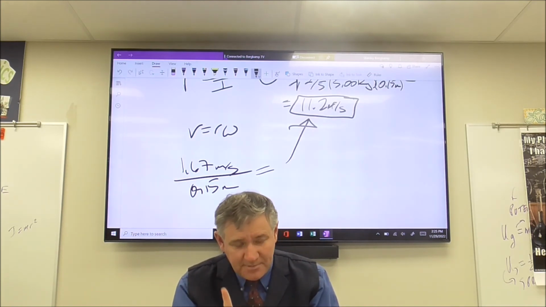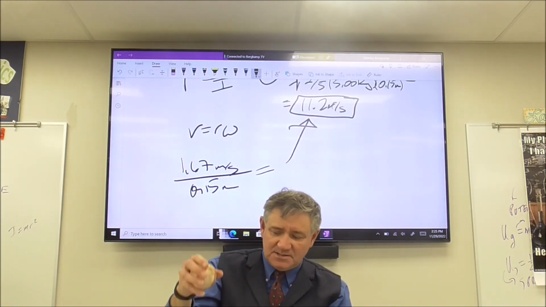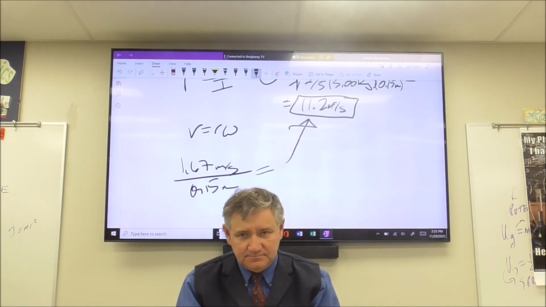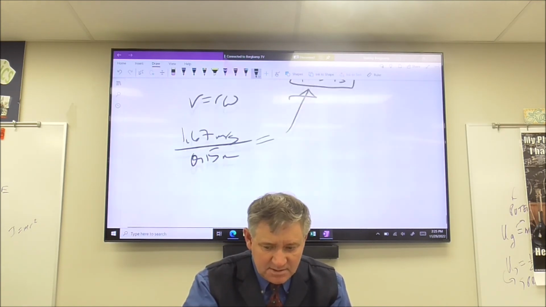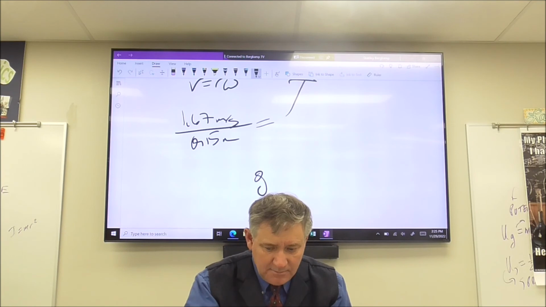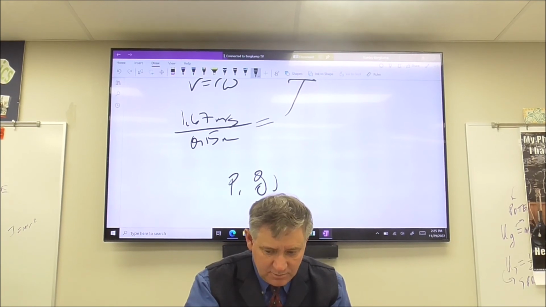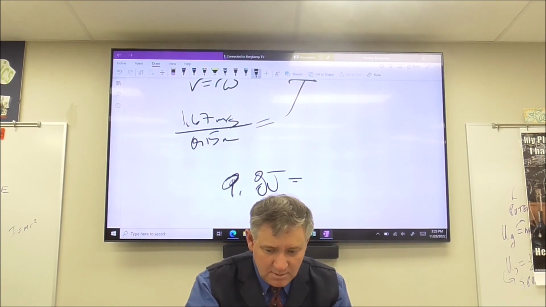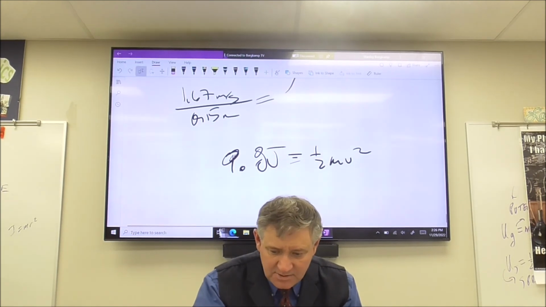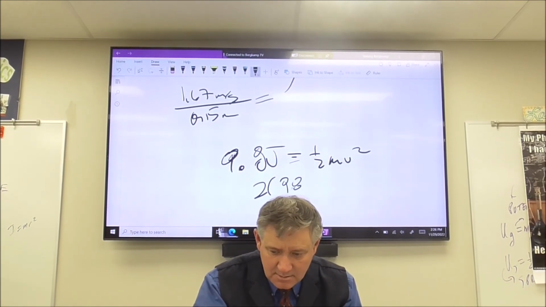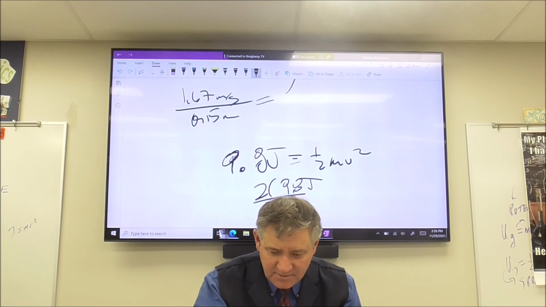If I just drop it, how could I figure out the velocity when it hits? You know the mgh, and then you would just set that equal to the KT. So I know how much energy I had, which was mgh, equals 1/2 mv squared, right? So I've got 2 times 9.8 joules, divided by the mass of 5 kilograms, and then square root of all of that.